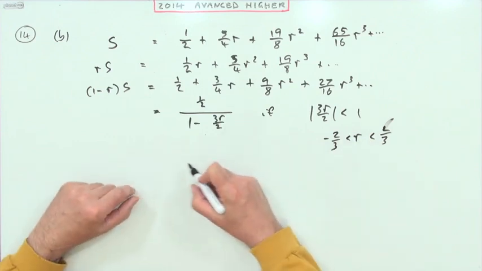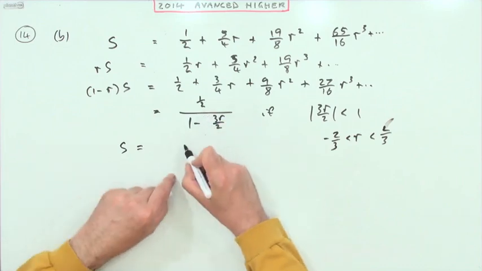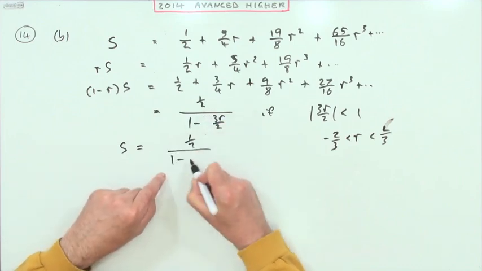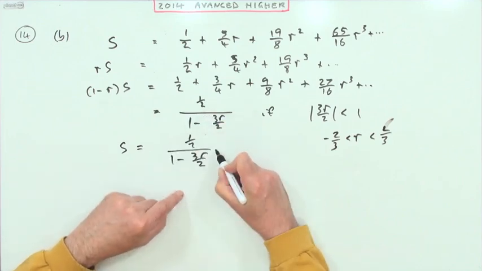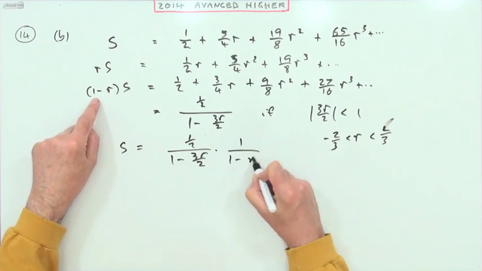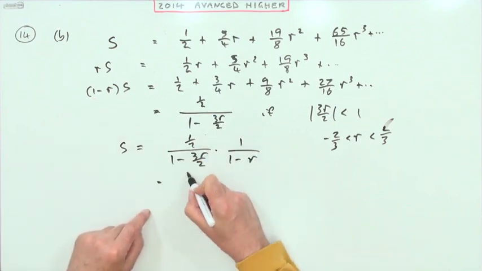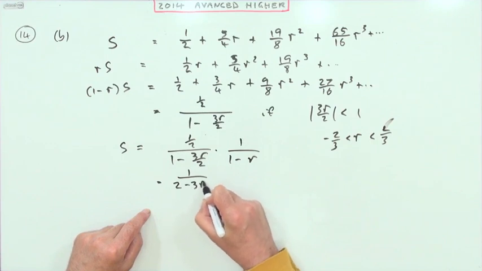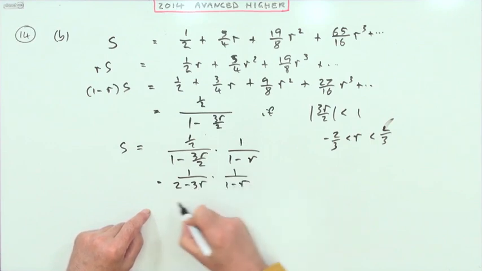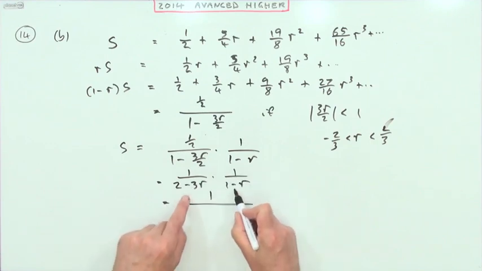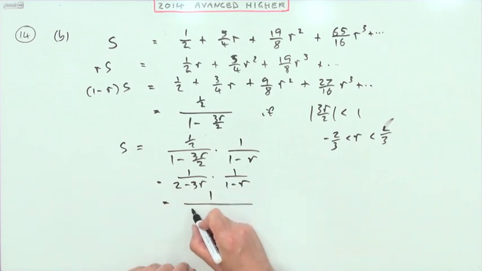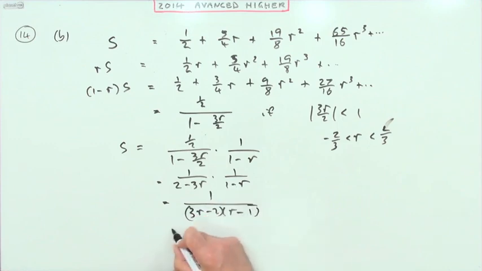Notice if you were to take that a step further, S would then be a half over 1 minus 3r over 2, times, dividing by that, 1 over r. Take that 2 down to multiply the bottom, 2 minus 3r times 1 over 1 minus r. 1 over, reverse the signs by multiplying a negative times a negative here, 3r minus 2 times r minus 1, which was of course your original expression.